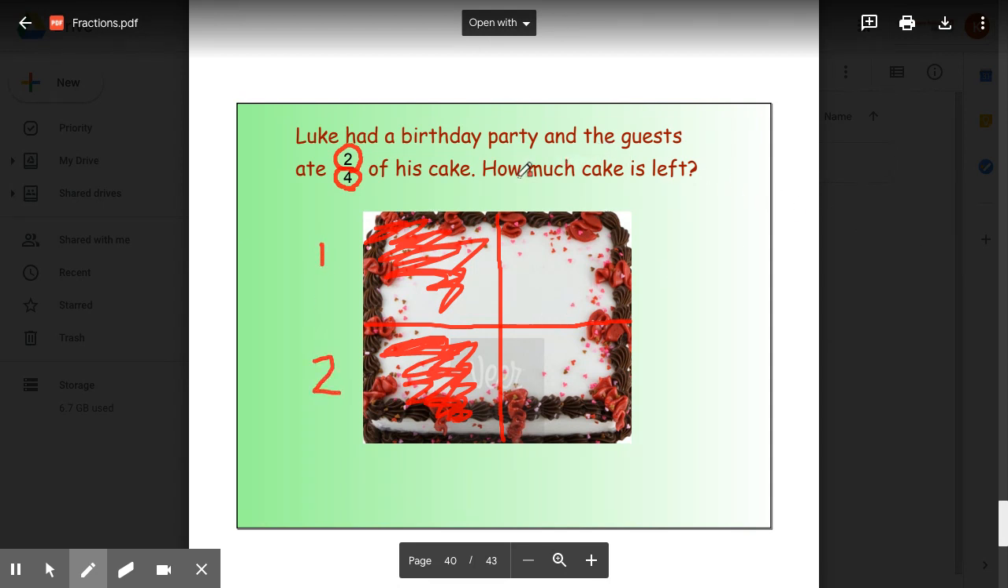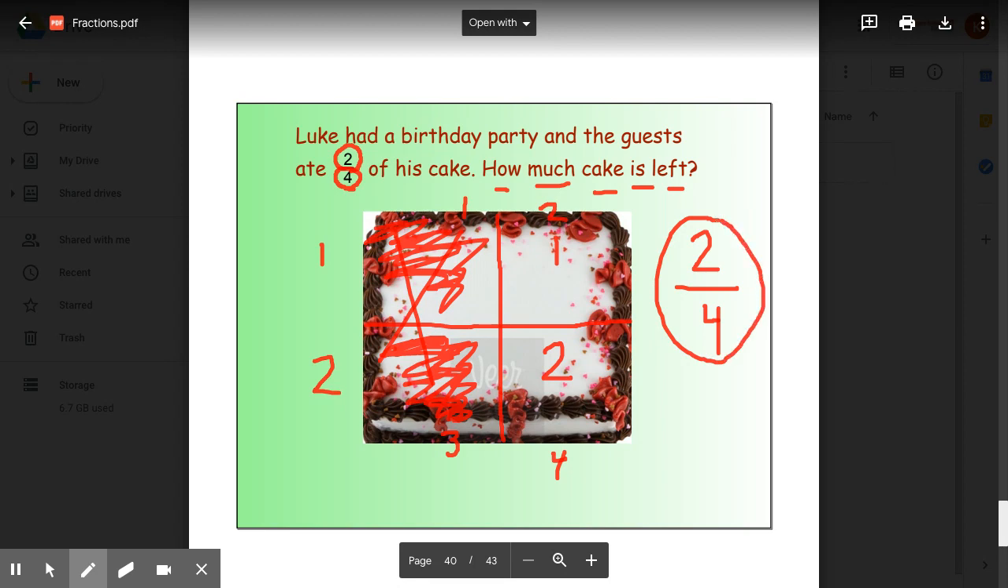Now let's look back at our question. How much cake is left? So let's look at the parts that aren't eaten. These are gone. How much is left? I have 2 pieces left. 2 pieces out of 1, 2, 3, 4 total pieces. So 2/4 of the cake is left.